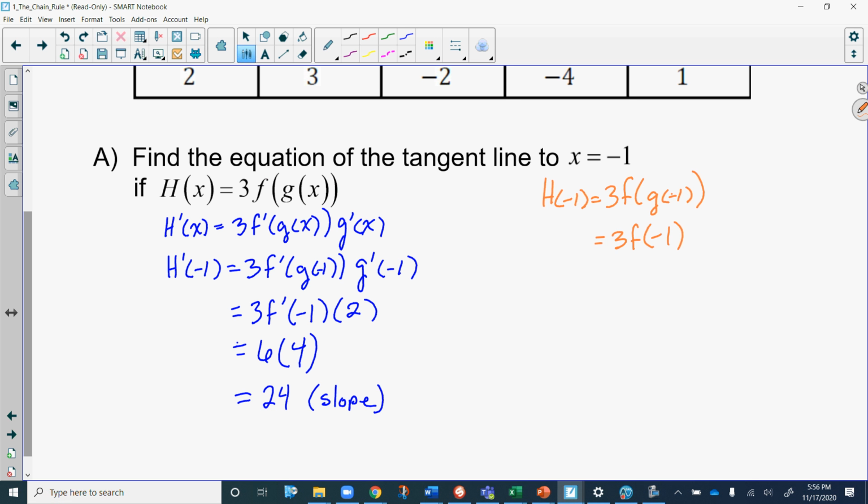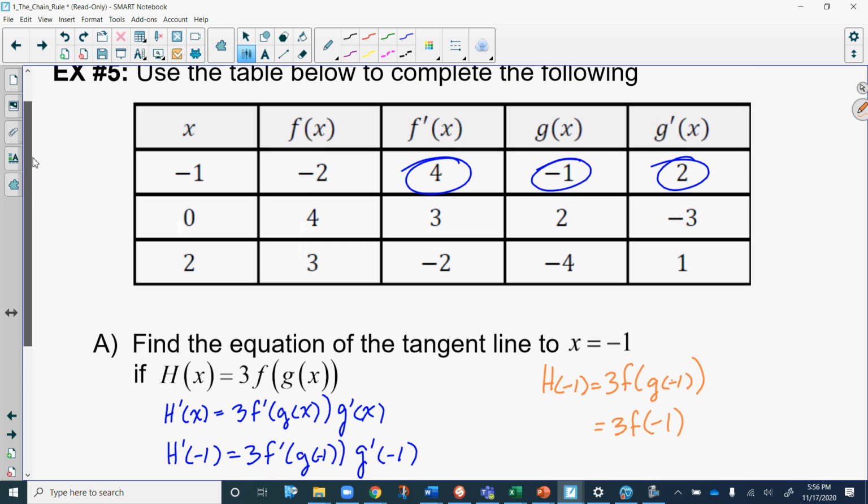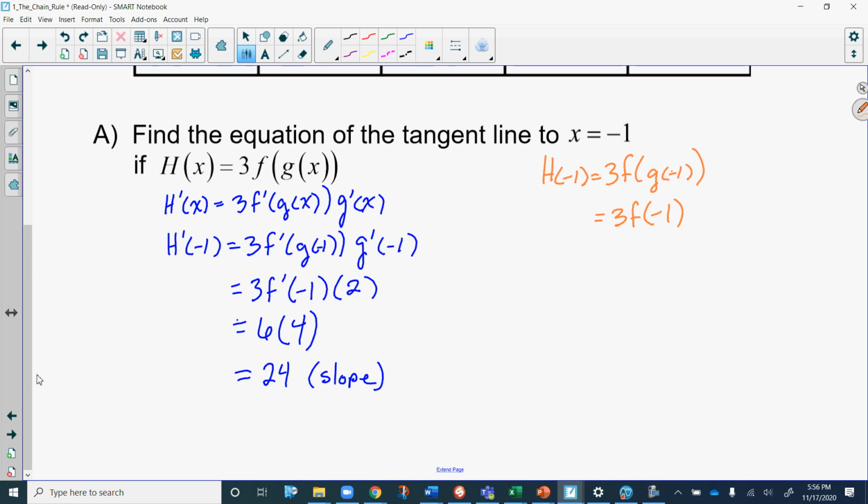So f of -1 in this case is -2. So I get 3 times -2. So my y value is -6. So when x is -1, y is -6. So the equation of the tangent line would be y equals 24 times (x plus 1) minus 6.